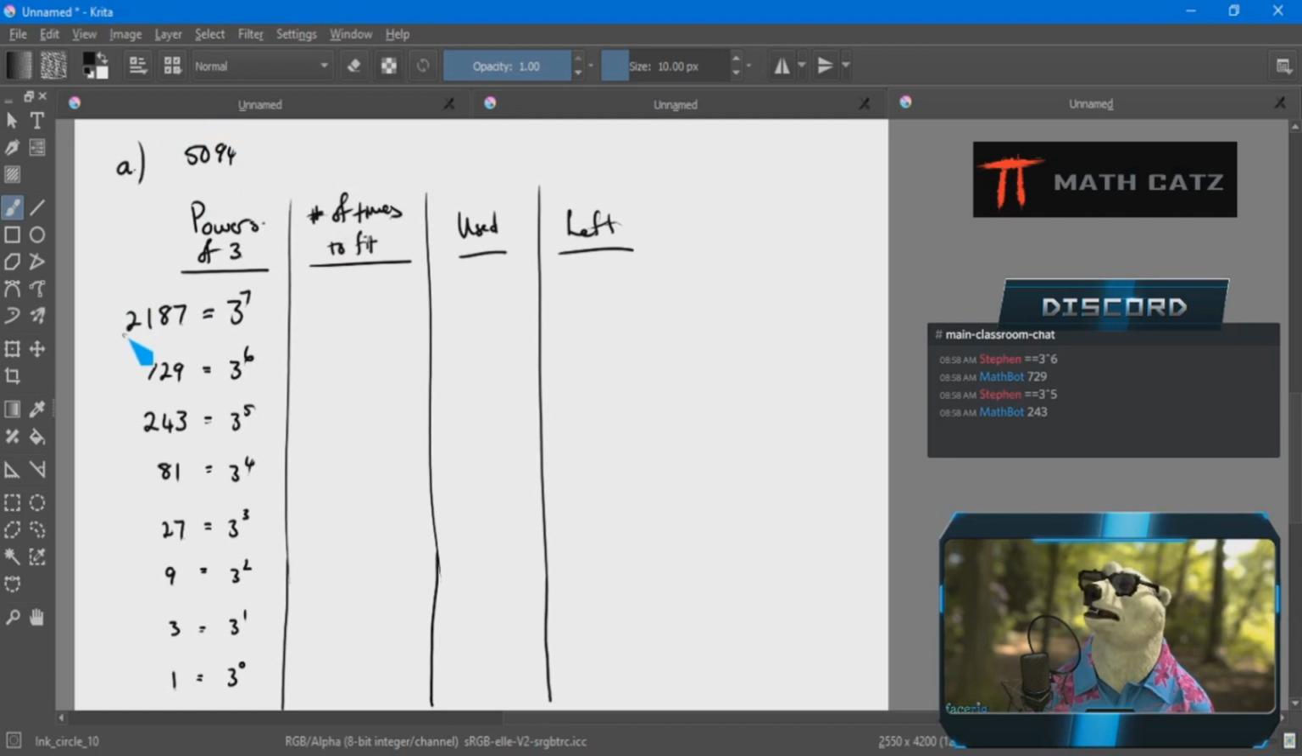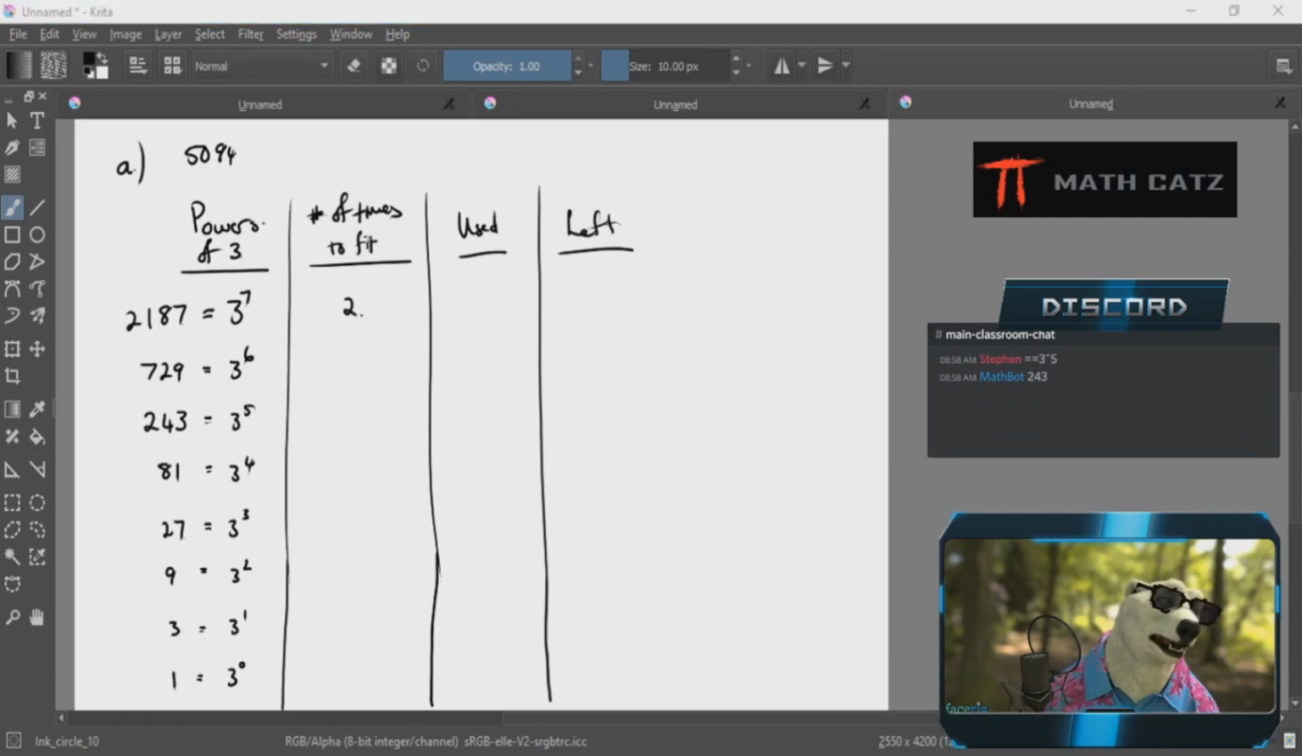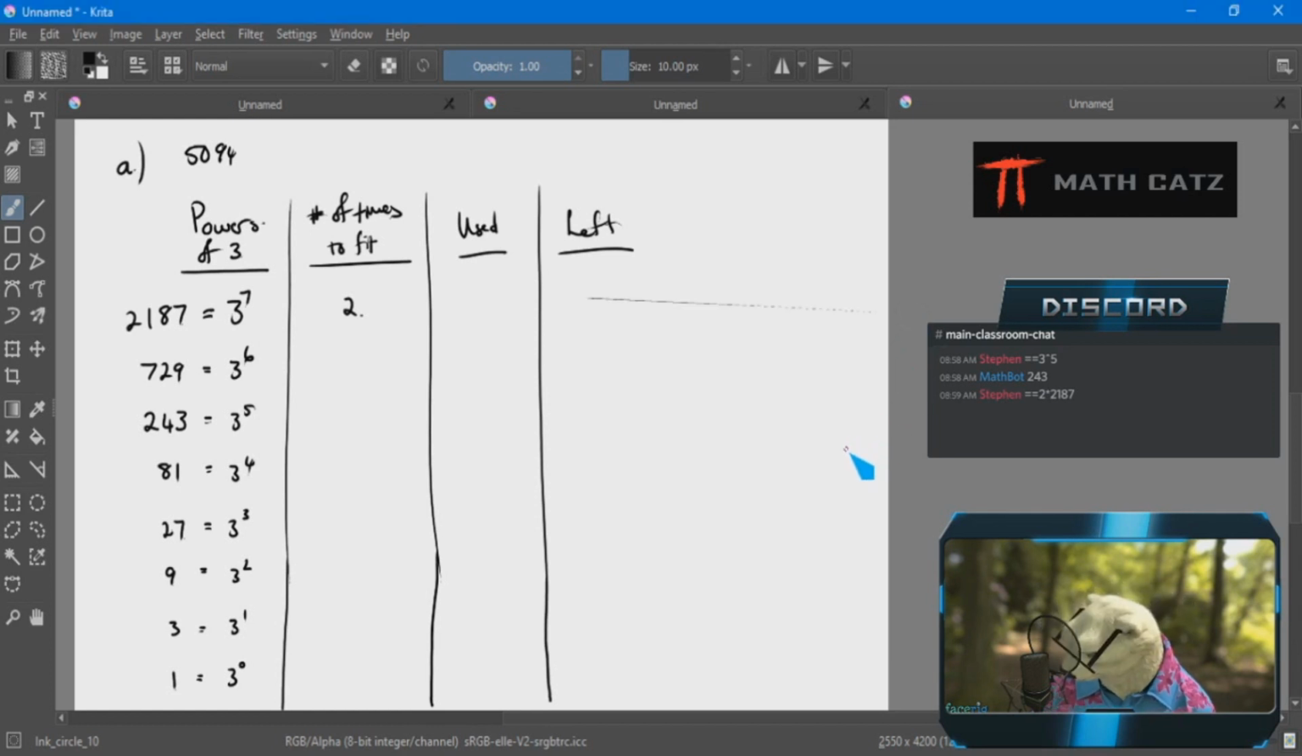How many times can 2187 fit? Obviously, twice. How much have I used? Maybe you want to try the mental arithmetic. Maybe you don't care at all. That's up to you. 2 times 2187, and we've used 4,374. Then I have a little bit left.